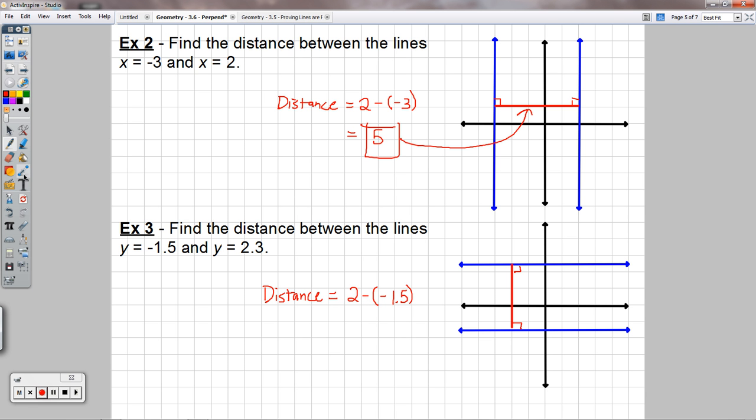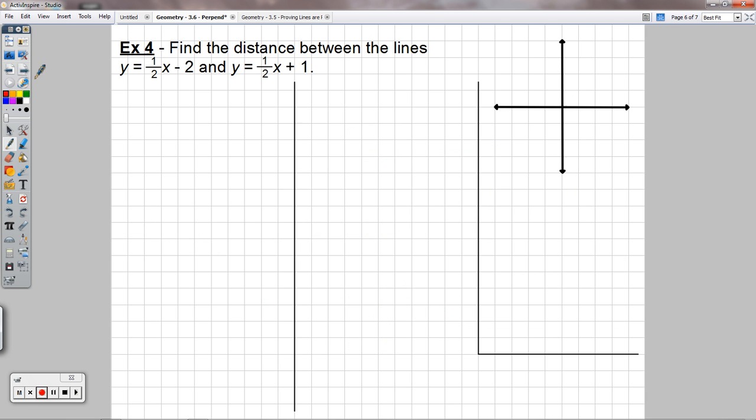Sorry about that. Let me erase my 2 there. So 2.3 minus -1.5 is the same as 2.3 plus 1.5. That is 3.8. So right here, that segment has a distance of 3.8, or a length of 3.8. So that is the distance between these two lines.